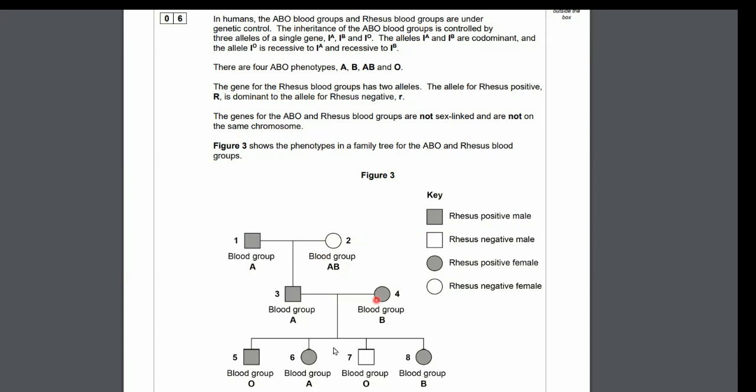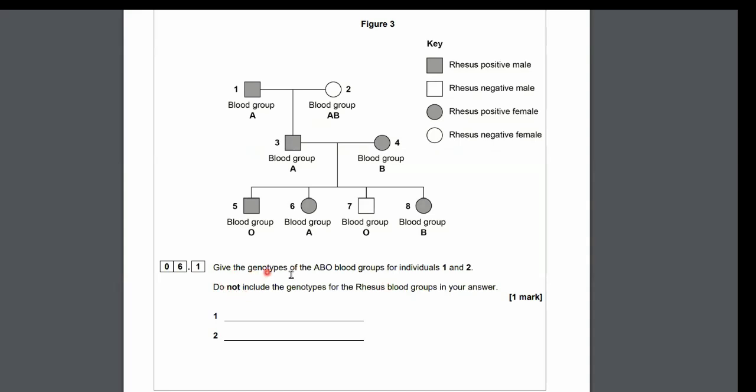The genes for ABO and rhesus blood groups are not sex linked, they're not found on the X and Y, and they're not linked or on the same chromosome. So we can't include them in Punnett squares together, that means. So 6.1, give the genotypes of the ABO blood groups for the individuals 1 and 2.